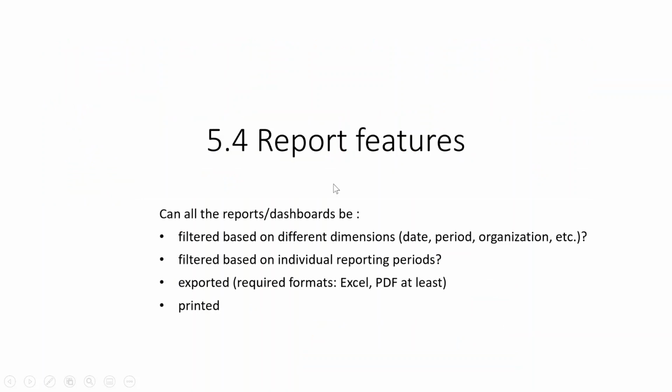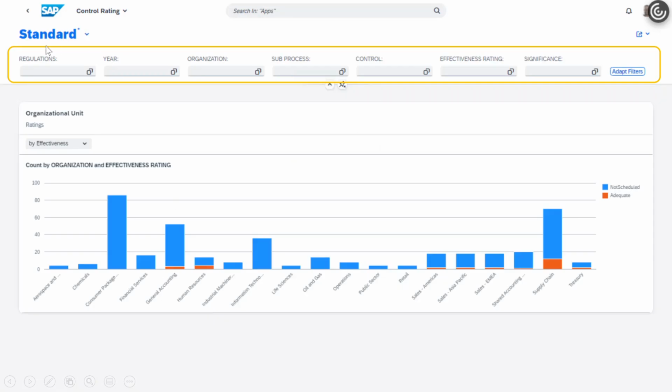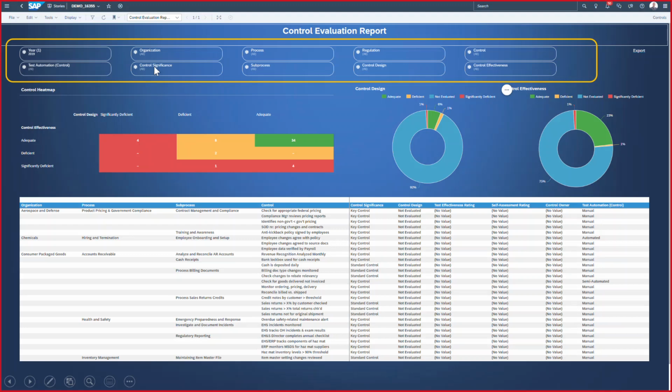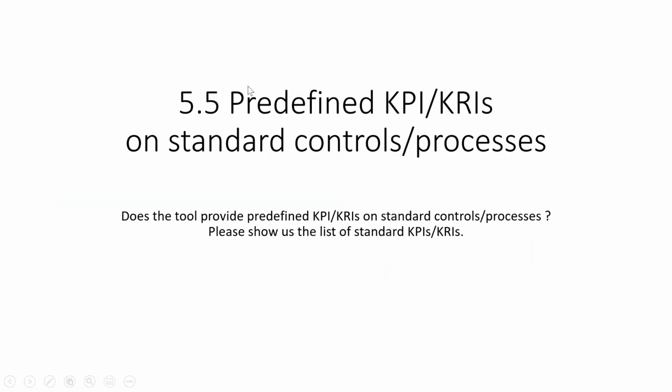Report features. Of course, we provide some filters, some capability to export and print. So you see here some filters, for instance, some criteria, and you see the criteria to print or to export.